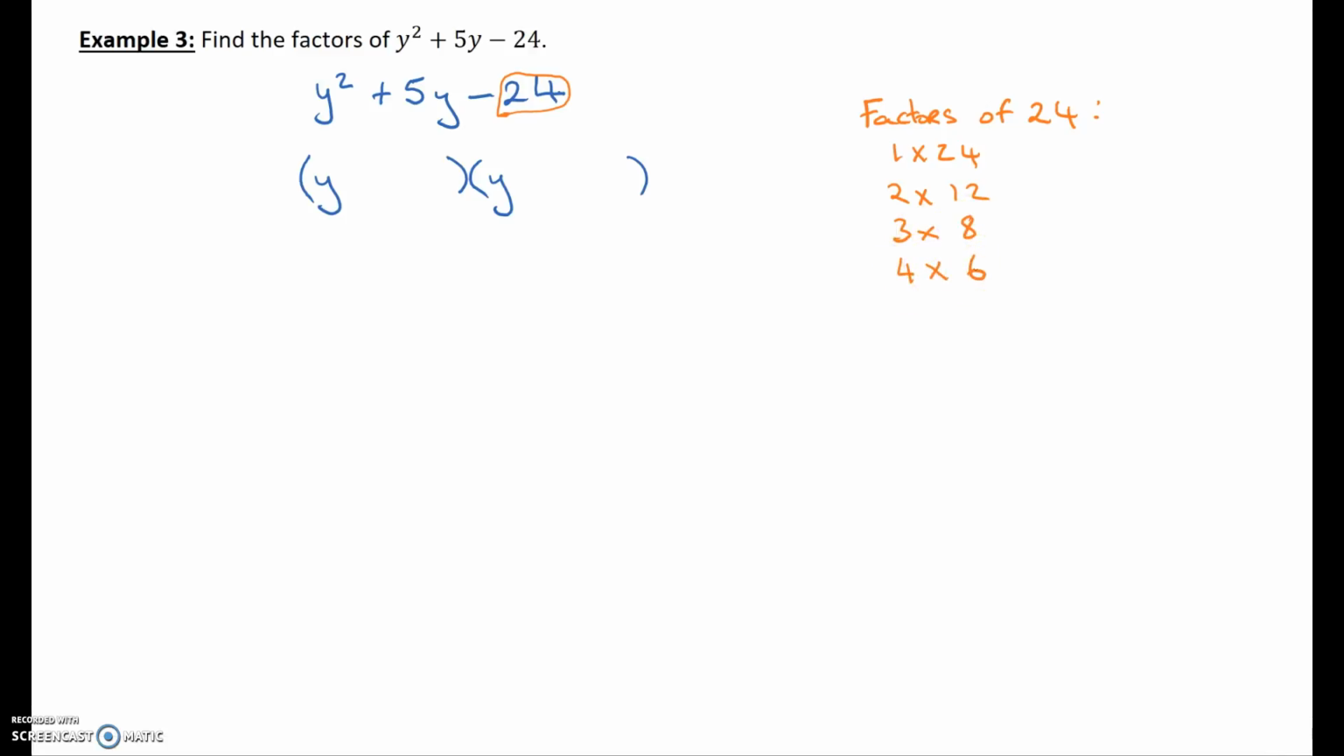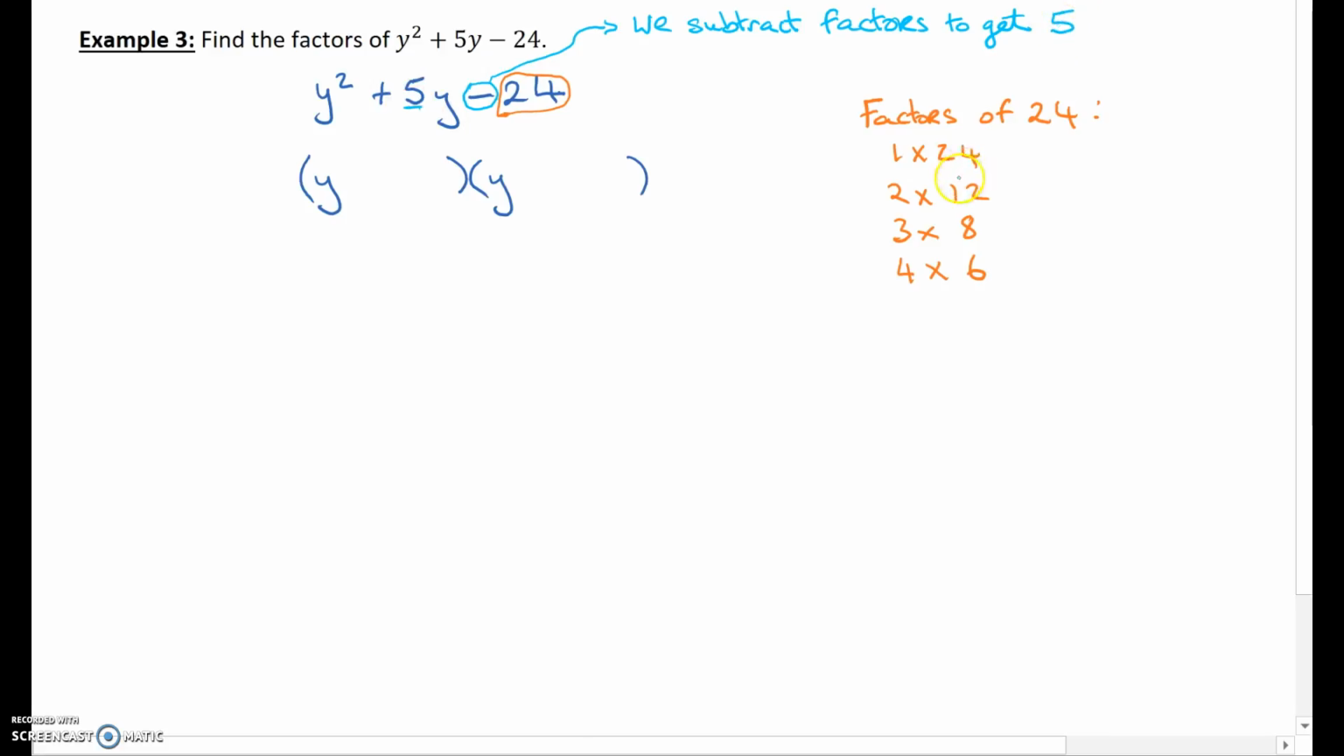Now, this time, and this is important, this is the first of these that we met, this time the final sign is a minus, which means we want our 2 factors to subtract. So we subtract the factors, and we still want to get the number in the middle, and the number in the middle here is 5. So we want to subtract a pair of factors to give us 5.